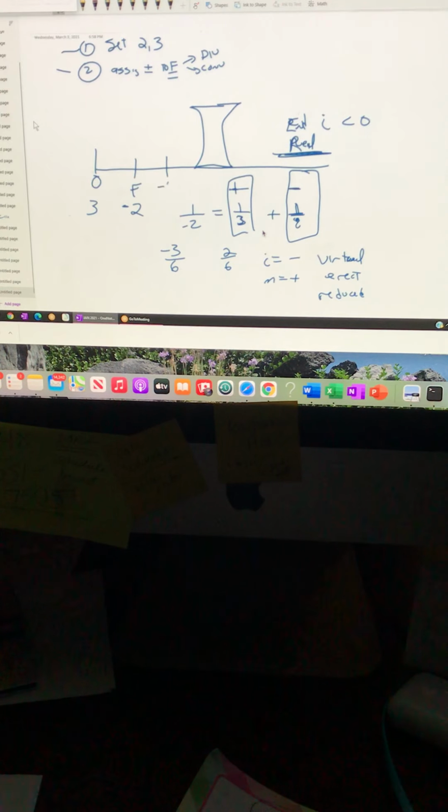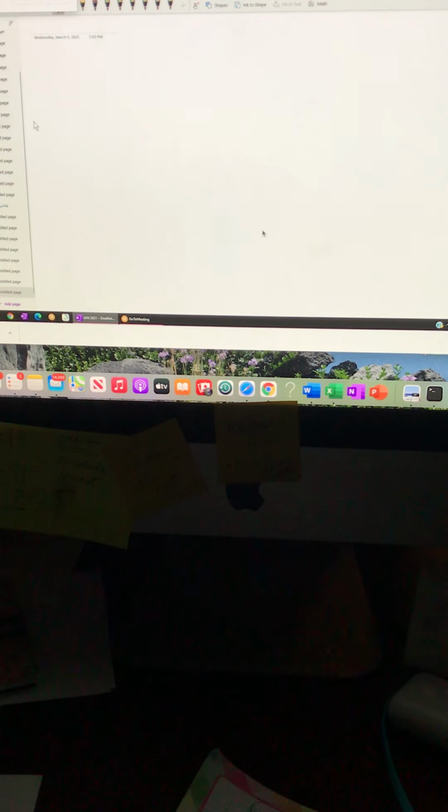Didn't we just do this? Pretty much. On the right is real. It's on the left, and you get minus 6 fifths, I hope. So it'll be right here. And it would be virtual, erect, and reduced. Okay, now listen, I'm going to do this pie in the sky, but listen.